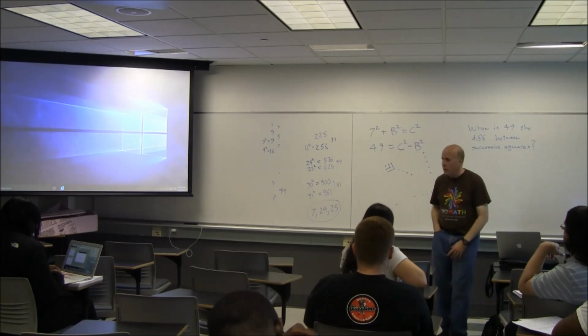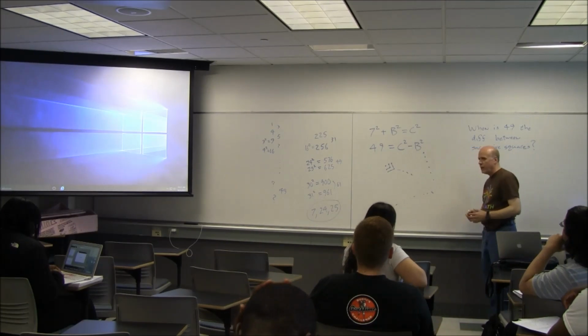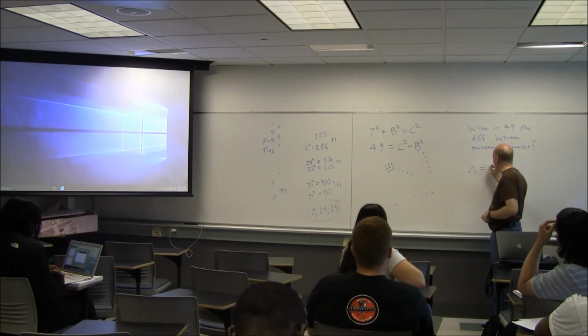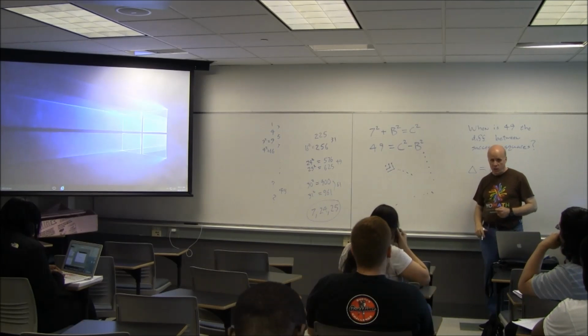What was the second question? Oh, yeah, this is the one where I really had a problem. A triangle that's also equal to a square, and it said find the smallest one.